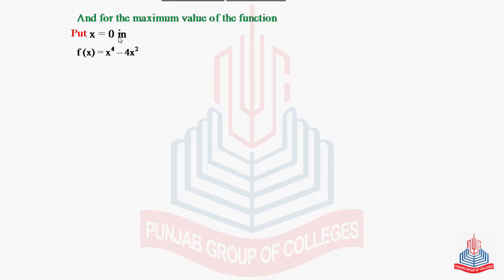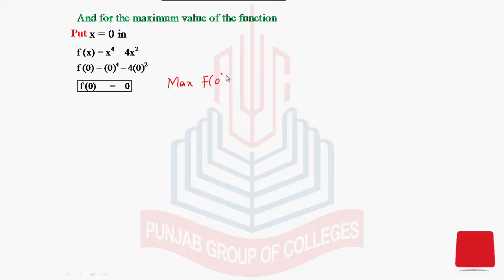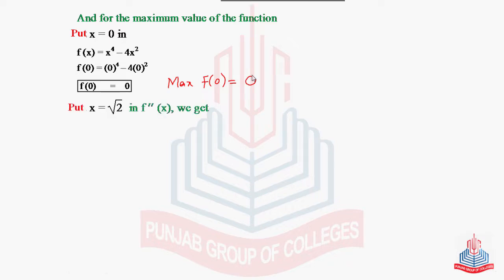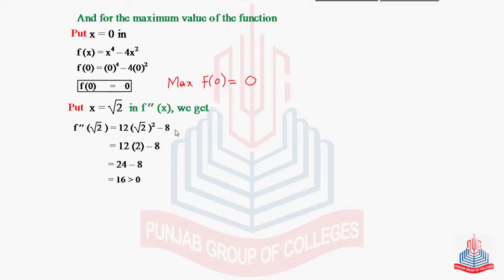And to find this maximum value, put x is equal to 0 in the given function. So f of x was x^4 minus 4x^2. By putting x is equal to 0, we have f of 0 is equal to 0, which is a maximum value. So we can declare here maximum f of 0 is equal to 0. And now we check the second value, which is square root 2, in the second derivative. We have 12 into square root 2 whole square minus 8, and by simplifying that will return 16, which is greater than 0.